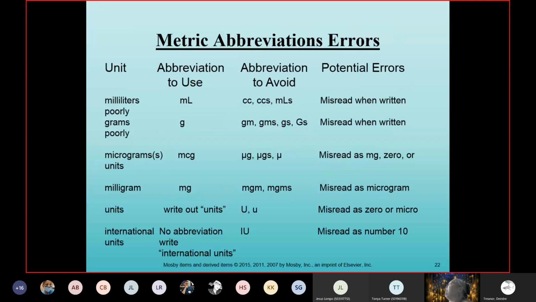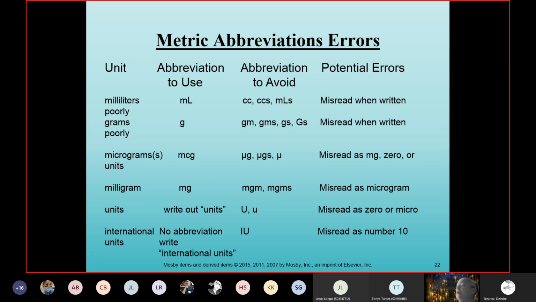Okay, abbreviation errors. So milliliter is always a lowercase m, capital L. You don't want to do mLs. You don't want to do cc or cc's. Grams, only a lowercase g. No uppercase G, no GM, no GMS, no GS.